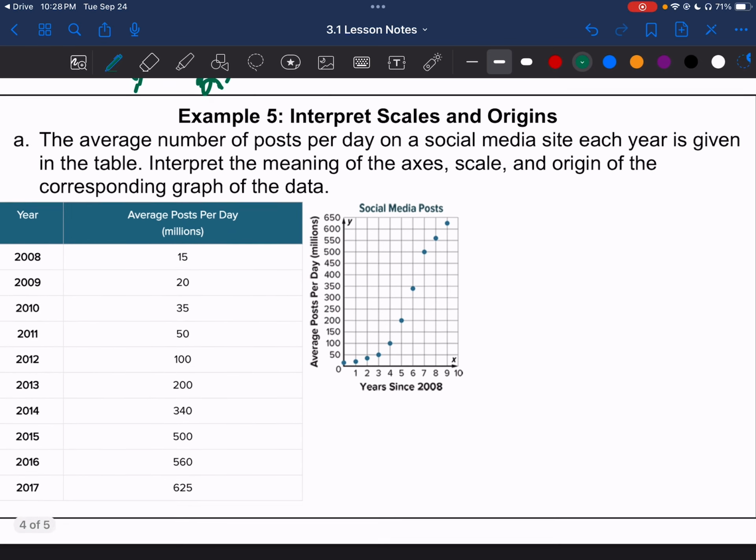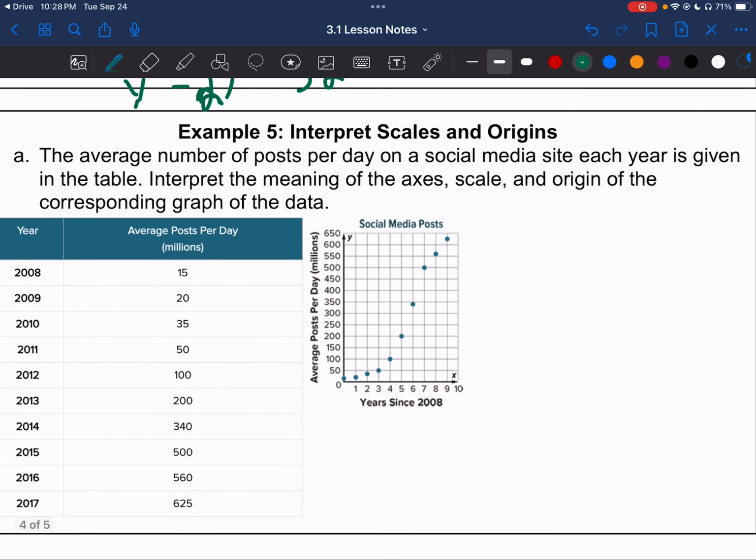All right, example number 5, interpret scales and origins. The average number of posts per day on a social media site each year is given in the table. Interpret the meaning of the axes, scale, and origin of the corresponding graph of the data. So we have the table here with all of our values. We also have a graph representing these social media posts.